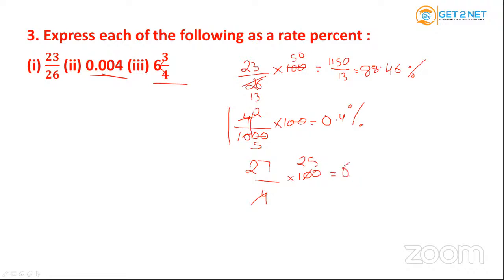Clear, all of you? Ma'am, please repeat it once. Okay. What was my mixed fraction? 6 3 by 4. Right. Now, how to solve 6 3 by 4? The procedure is 4 into 6, plus 3. What is 4 into 6? 24. 24 plus 3, 27. So when I convert it into an improper fraction, it will be 27 divided by 4.